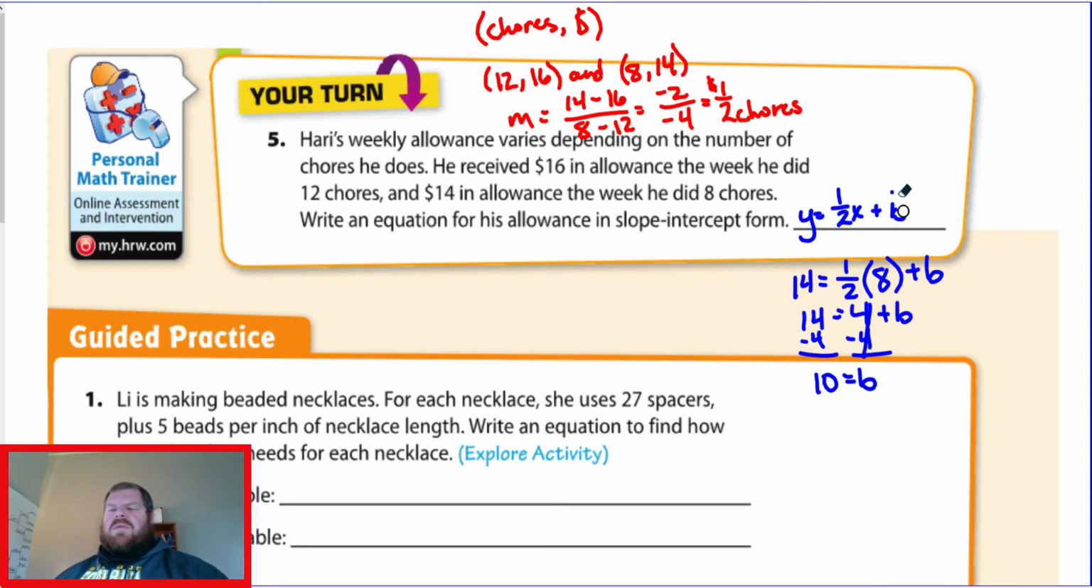So then all we do is we just replace that in where our b is, and we're good to go. So the equation that models this situation is y equals 1/2 x plus 10. So he's getting $10 as a base amount, and then for every 2 chores he does, he's getting an extra $1. That's what this whole equation says.